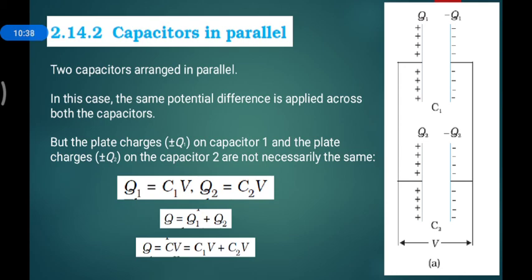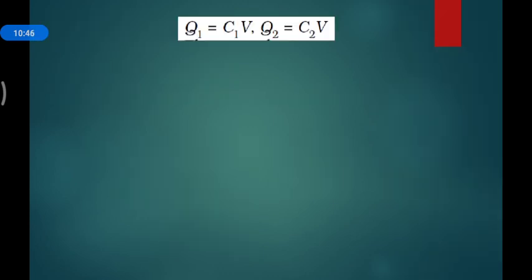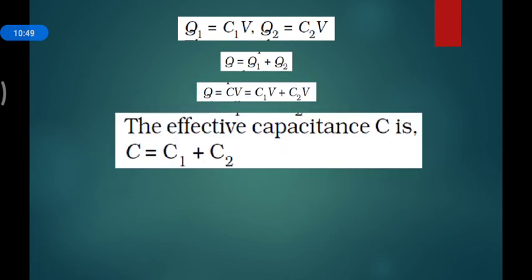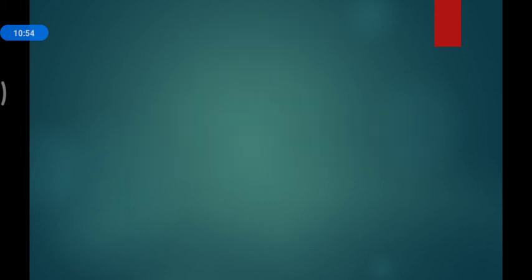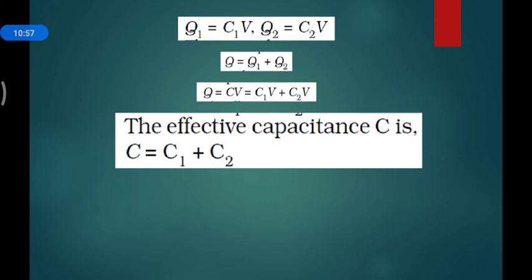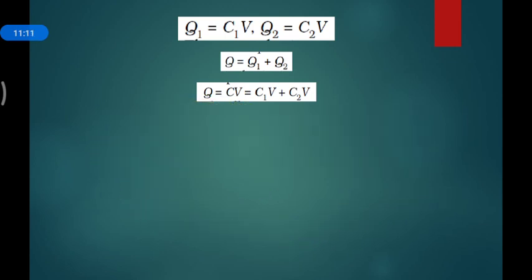Using the earlier equations, Q1 is equal to C1V and Q2 is equal to C2V. These are the set of equations we already have, and this is new: the effective capacitance C is equal to C1 plus C2. You can see here Q is equal to CV, then V is common from this step and cancels out. So C is equal to C1 plus C2 is the result. The effective capacitance in a parallel combination is simply the sum. This is exactly the reverse of what we saw in resistance.